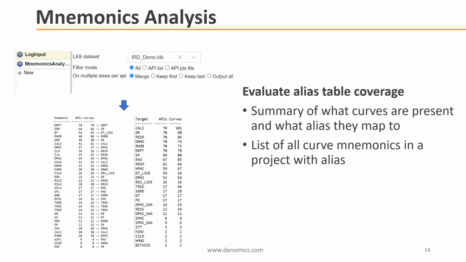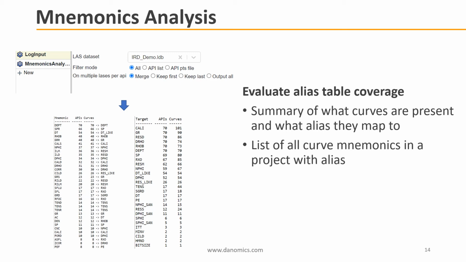The Mnemonics Analysis tool, this is useful in that it helps you evaluate if your alias table is able to capture all of the common curve names that are in your log data set. And what it does is it provides a summary of essentially what aliases are available and how many of them are in your project, but it'll also go through and give you a listing of all of your mnemonics so you can see what's missing.